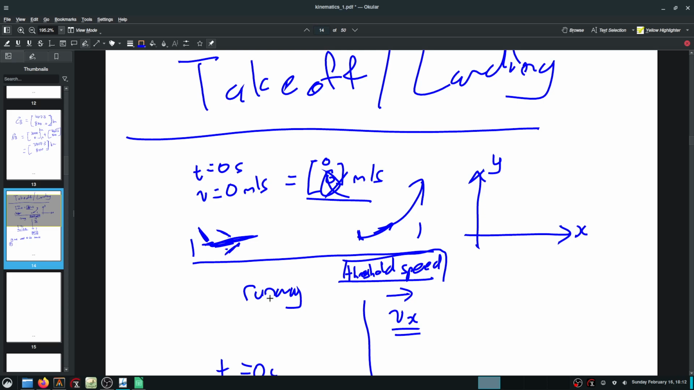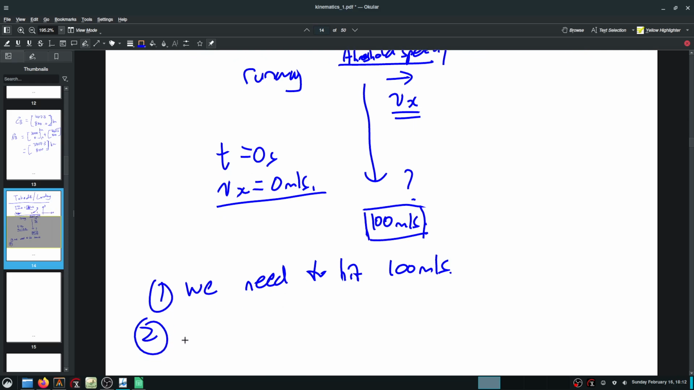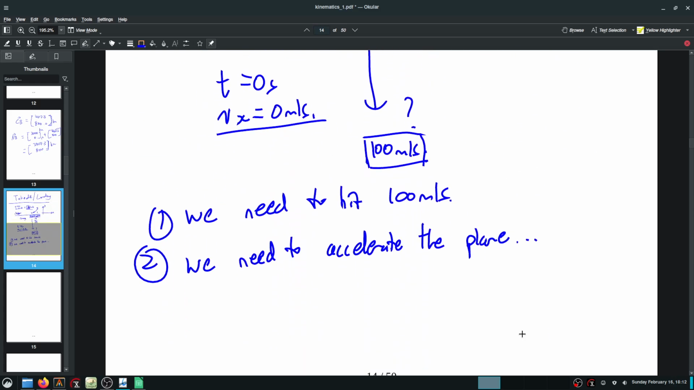Number two, well, remember just now our plane's at rest, but we need to accelerate the plane. How much acceleration can we give the plane? Okay, so number two, we need to accelerate the plane so that it can take off. Okay, how much acceleration?